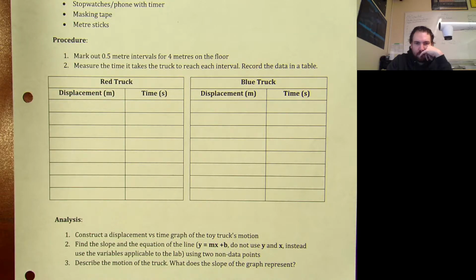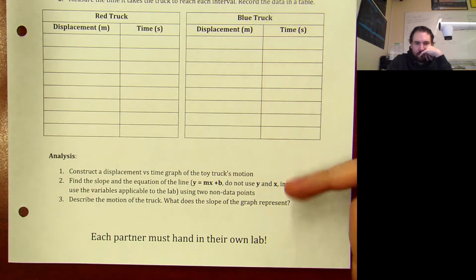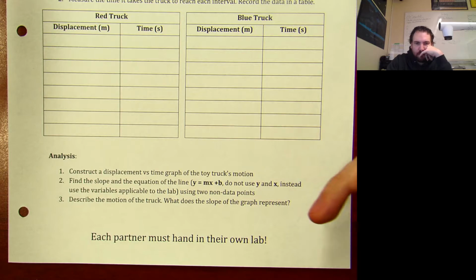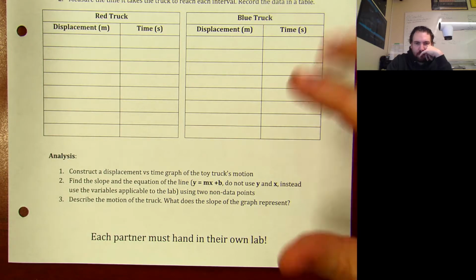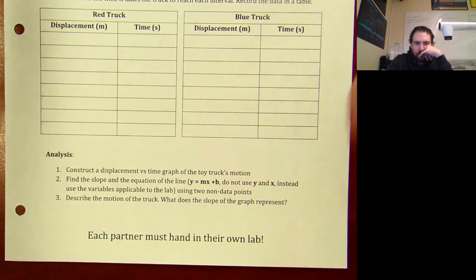Don't do what I saw a lot of you do before, where you split a single graph paper into 2 different graphs. I want all of it on the same scale, 1 graph, so we can analyze it nicely. Once you've constructed the graph, find the slope and the equation of each graph, and then describe the motion of each truck. Each partner must do this. I want a hand-in, so everyone's going to graph it themselves, and make sure each partner has a copy of the data.